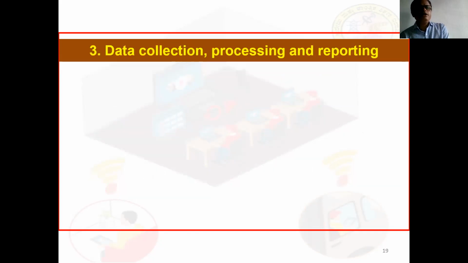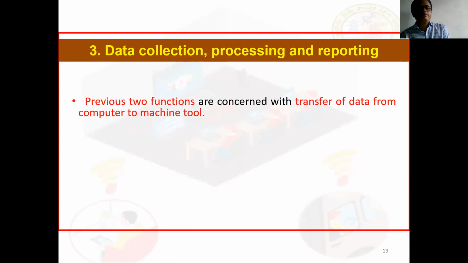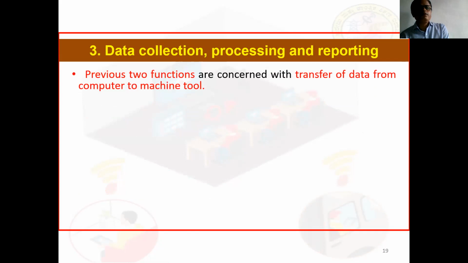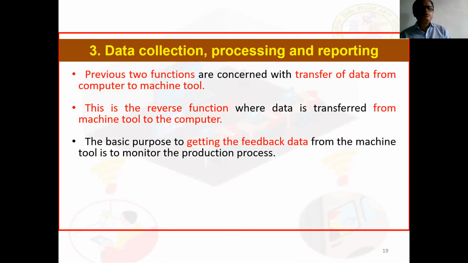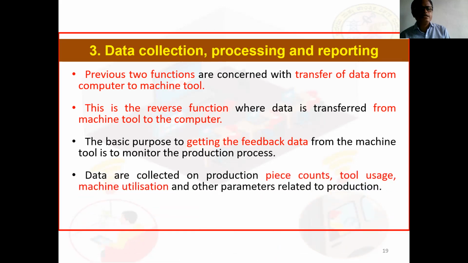Then functions of DNC, continuing with that: data collection, processing, and reporting. The previous function was the transfer of data from the computer to the machine tool. This is the reverse function, where data is transferred from the machine tool to the computer. The purpose of getting the feedback data from the machine tools is to monitor the production process. So it is almost a foolproof system. DNC is a foolproof system. Data are collected on production piece counts, tool usage, machine utilization, and other parameters related to the production.